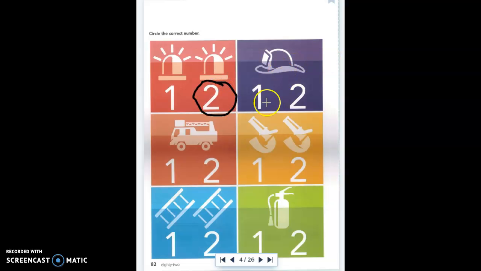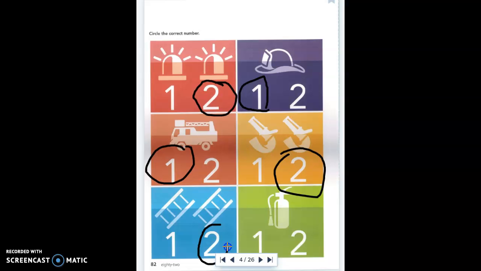Easy peasy. Here I have 1 helmet. I'll circle 1. 1 fire truck. 2 spray nozzles. 2 ladders. And 1 fire extinguisher. Okay, so remember, 1 can be represented by 1 dot, the number 1, also the word ONE. 2 can be represented by 2 objects, the number 2, or the number word TWO. Okay, so 1 and 2, easy peasy.